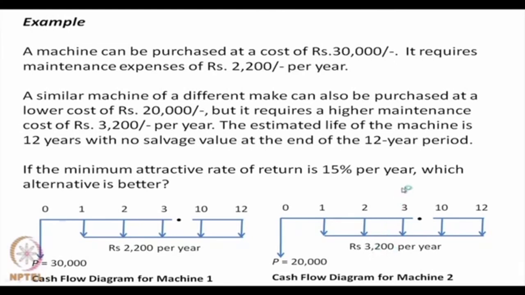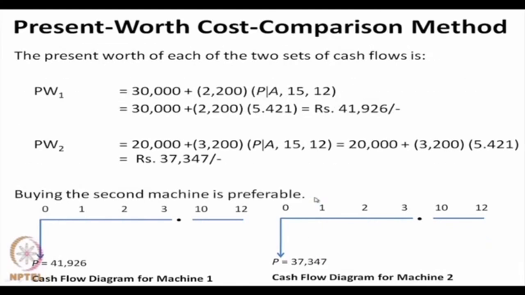This is very simple. So, the idea for the present worth cost comparison method is to discount all cash flows to the present for machine 1 and for machine 2, and then find out which is lower, and go for that particular alternative. That is what we have done here. In this diagram, all the costs associated with machine 1 and all the costs associated with machine 2 are discounted to the present.